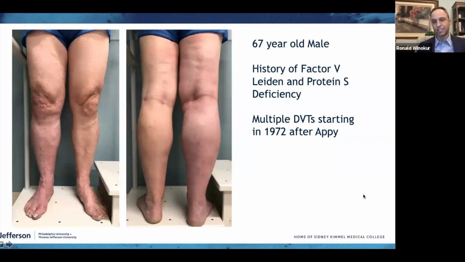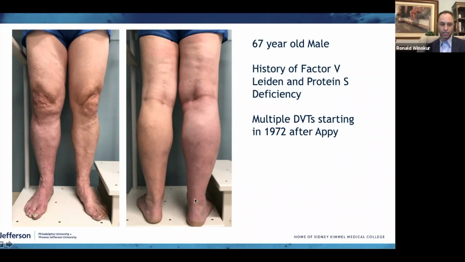So here's a 67-year-old male, history of factor V Leiden, protein S deficiency, so clearly prothrombotic. He's had multiple DVTs in his past, starting in 1972 after an appendectomy. And this is what he looks like when he comes into the office. He has a very swollen right leg with redness. You can clearly see discoloration. You can see spider veins all over the ankle here, corona phlebectatica.